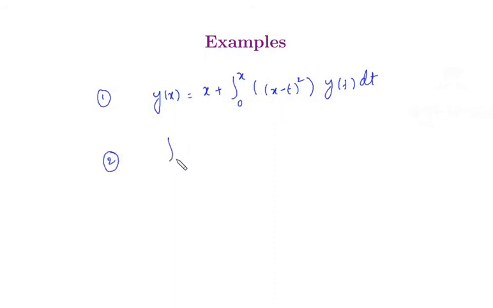You can write integral 0 to 5 or 0 to 4, say, sine of (x minus t) y(t) dt equals 5. So your kernel is sine of (x minus t), and we can view this as the sine of u, where x minus t is equal to u. It's a function of just one variable.